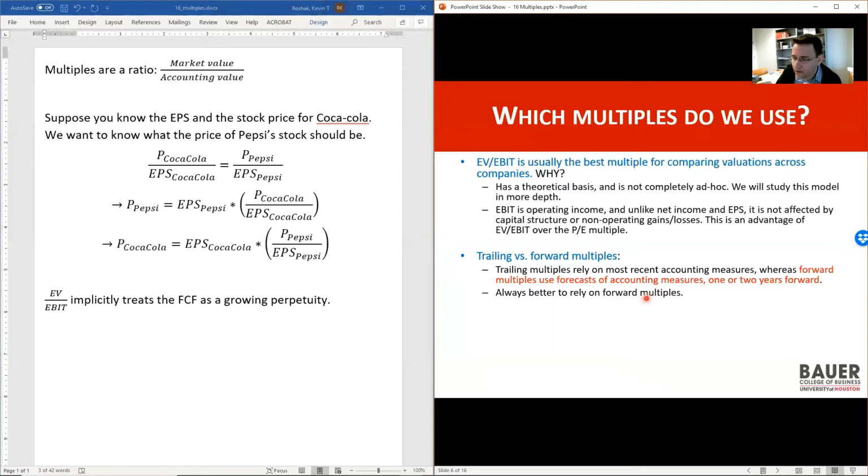Generally speaking, it's better to use the forward multiples if you have them. Those forecasts contain more information than the historical values, right? Analysts have to sit down and think about what's going to happen in the future. So they're accounting for what happened in the past and then building on that to make a forecast for the future. And so generally it's better to have those forward multiples if you have the data.